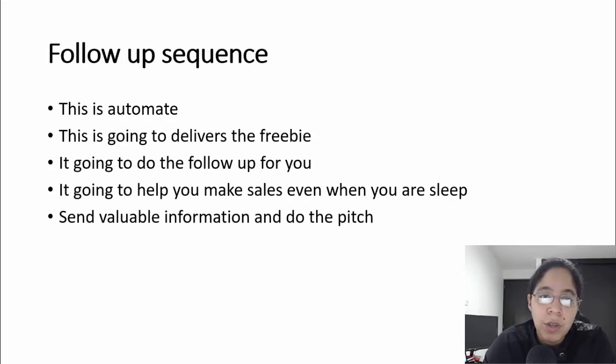You also need to have a follow-up sequence. The follow-up sequence is automated. It starts with a welcome message in which you are going to welcome people to your list, and in which you're also going to deliver what you promised, the free valuable thing, the freebie that we mentioned before. This is how you're going to deliver it.